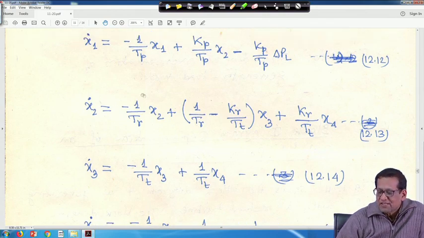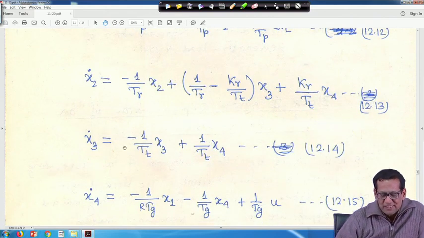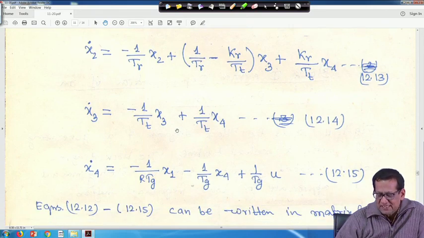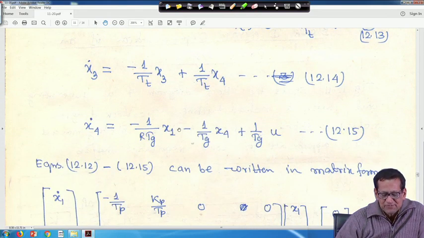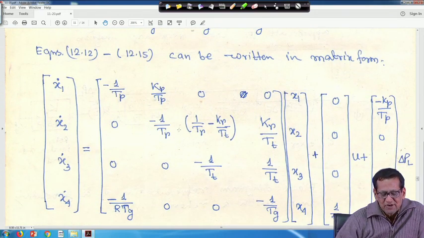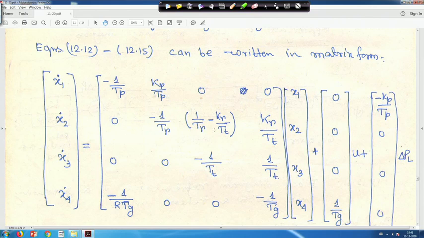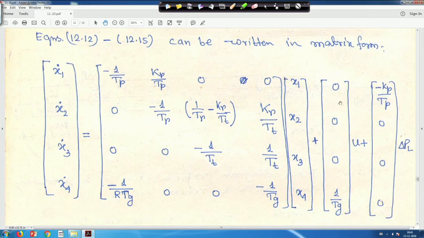So, all these equations 12, 13, 14 and 15 are written, but you derive them on your own. Once you get all these equations, they can be written in the matrix form, that is x1 dot, x2 dot, x3 dot, all put in this matrix form.